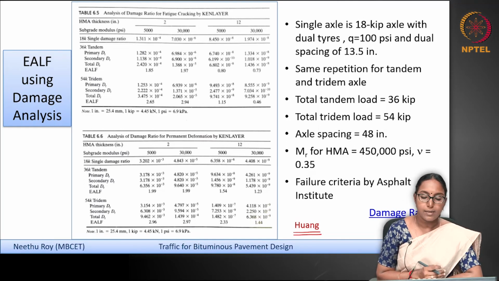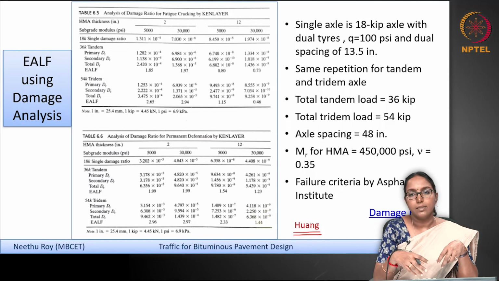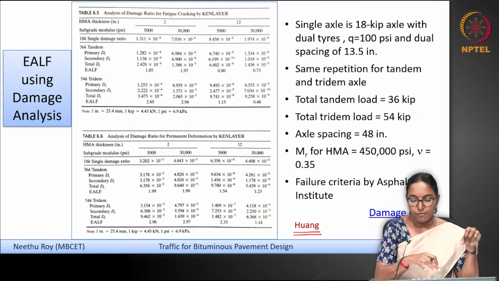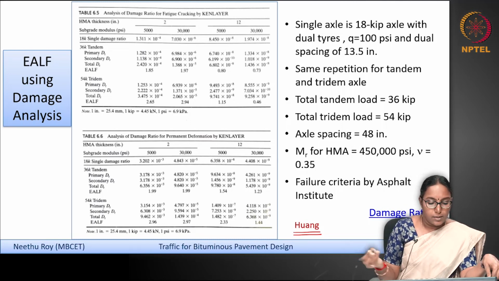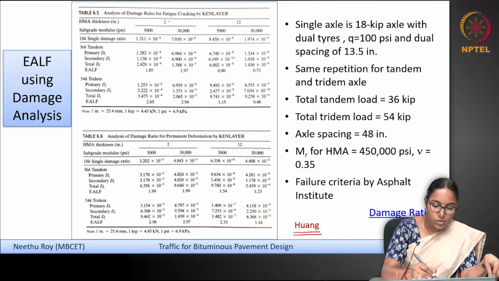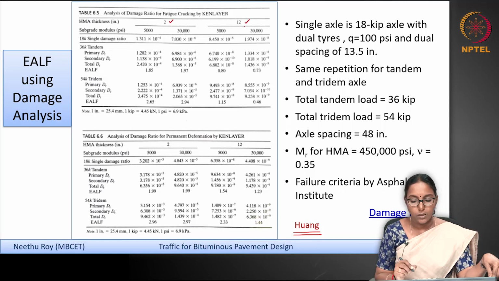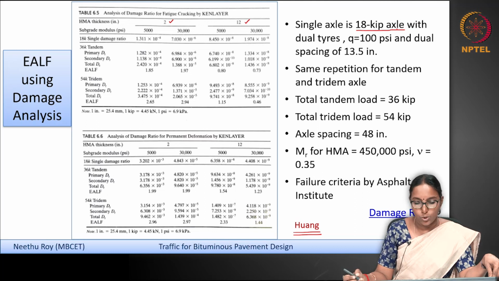This is essentially to make a comparison of how the equivalent wheel load factors will differ for a TRIDEM axle and a tandem axle, which is what we want to see from this analysis. So let us discuss this. As you can see here, there are two pavement thicknesses considered in this study. One is a 2-inch thick pavement and the other is a thicker one, a 12-inch pavement. The single axle considered in this study has an 18 kilopound axle load with dual tires, a contact pressure of 100 psi, and a dual wheel spacing of 13.5 inch.